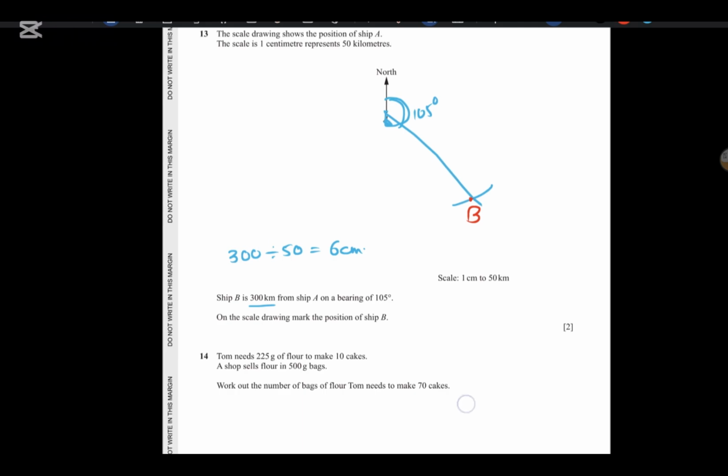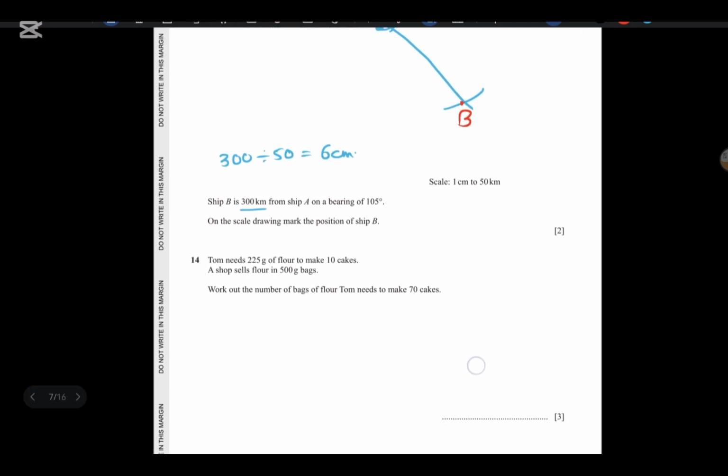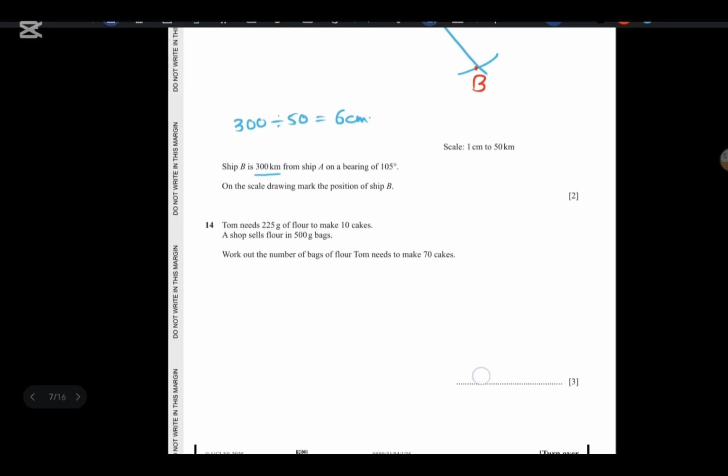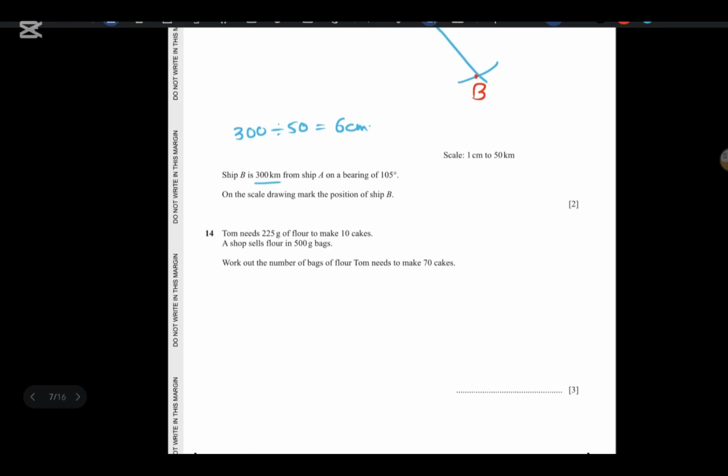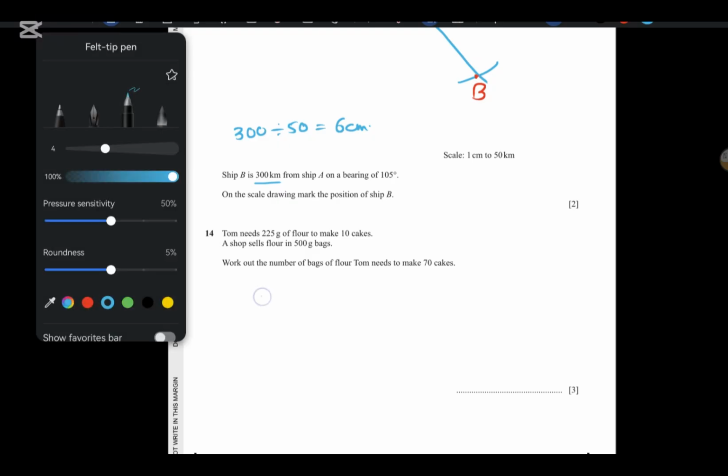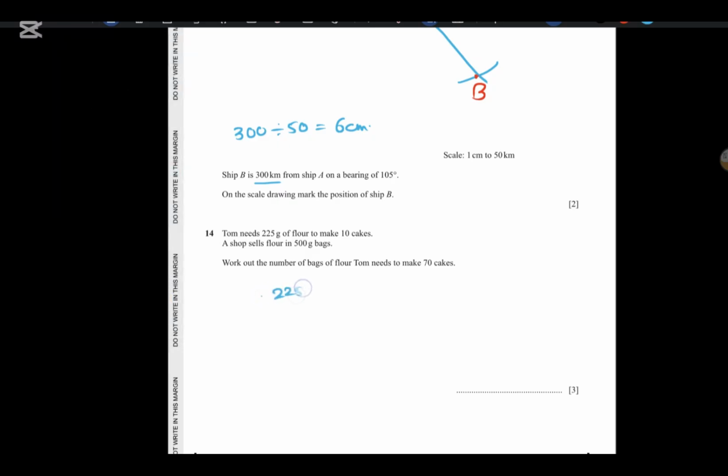Question number 14. Tom needs 225 grams of flour to make 10 cakes. A shop sells flour in 500-gram bags. Work out the number of bags of flour Tom needs to make 70 cakes. So now this is a proportion question. 225 grams of flour is needed to make 10 cakes. So how many grams of flour is needed to make 70 cakes?